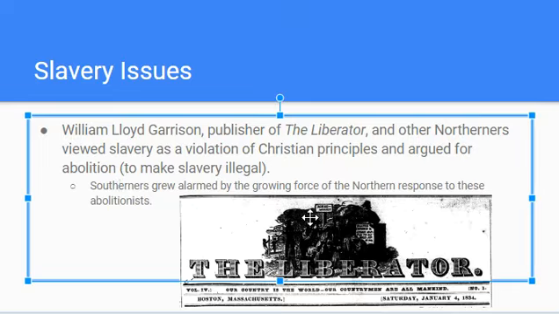And Southerners grew alarmed by the growing force of the Northern response to these abolitionists. So people living in the South start getting concerned because there starts being all these newspapers. Lots of people don't like them. They don't like that they're slaves. So the South starts growing alarmed, which means they're afraid.